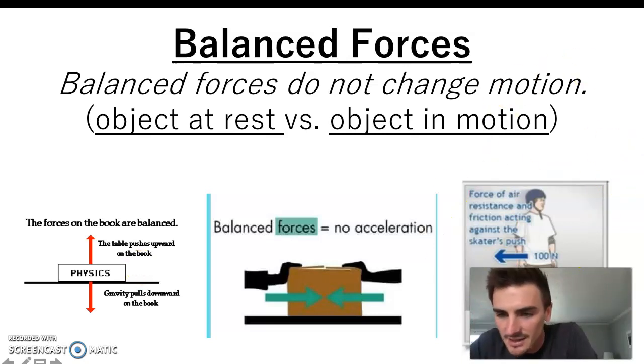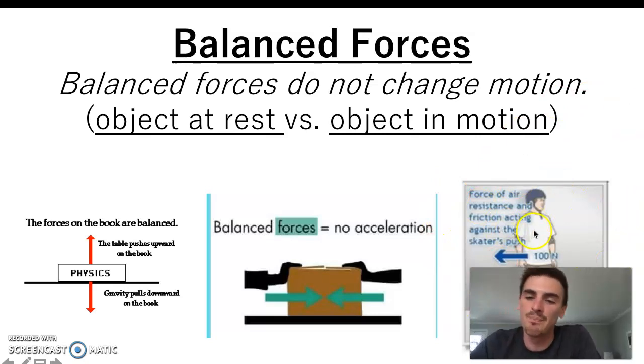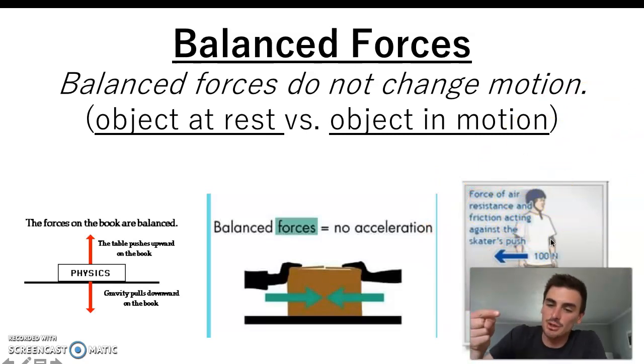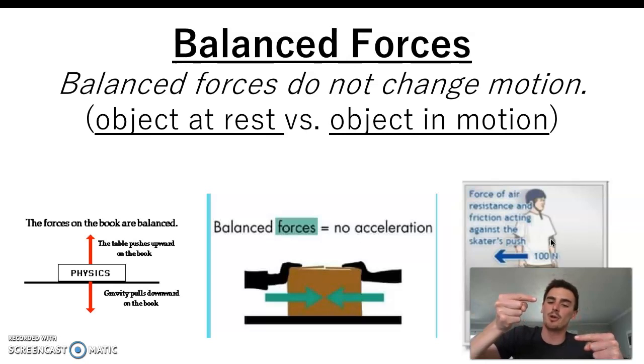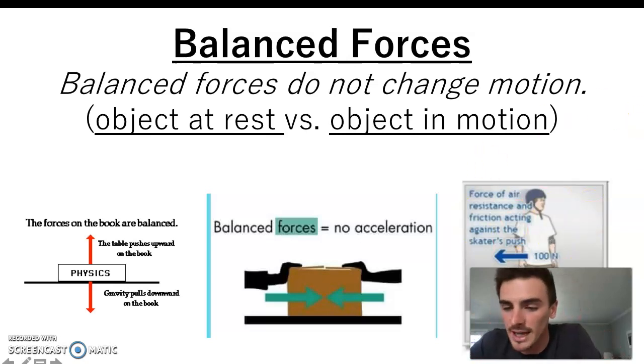I can't tell how much you see on this little picture here, but since there's air resistance pushing back on the skater and he has that force pushing forward, he's going to keep moving at the same exact speed. He's not going to slow down or speed up because the forces are balanced.